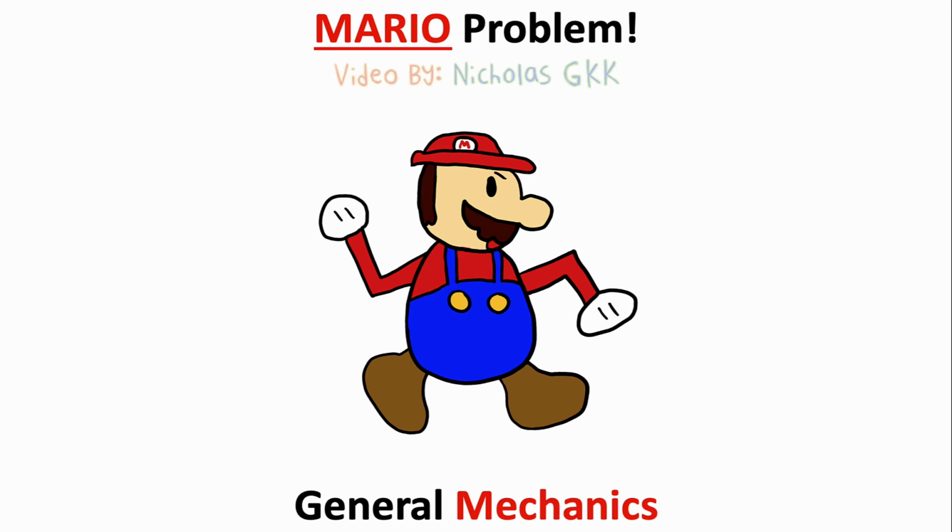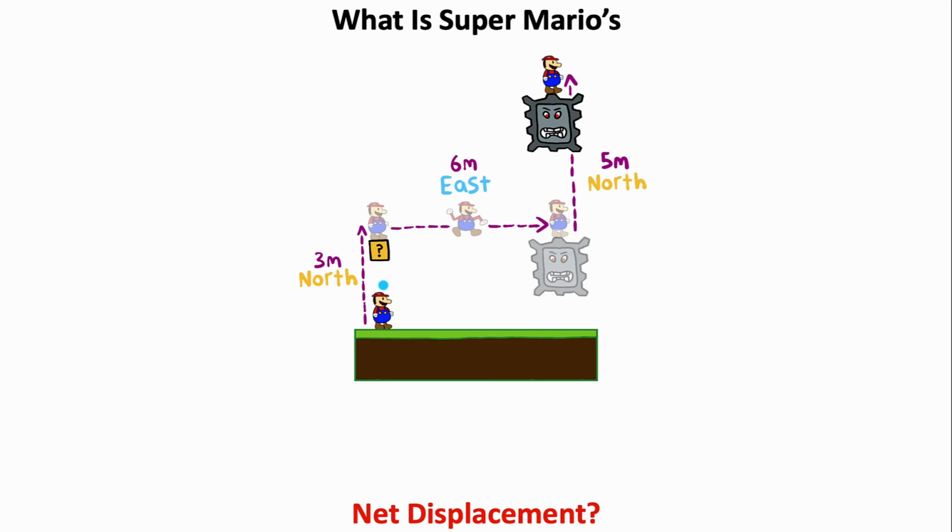This physics problem is kind of tricky. So here we have Super Mario, and we want to find his net displacement, which is basically just his change in position. Now at first, this seems impossible to calculate with what we're given, but there's nothing in physics that says we're not allowed to move these vectors around.